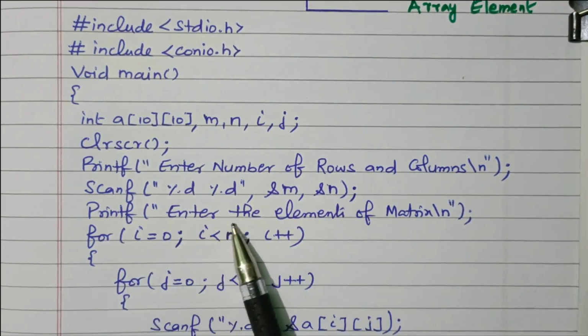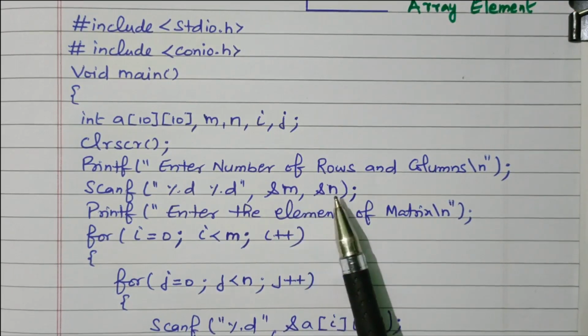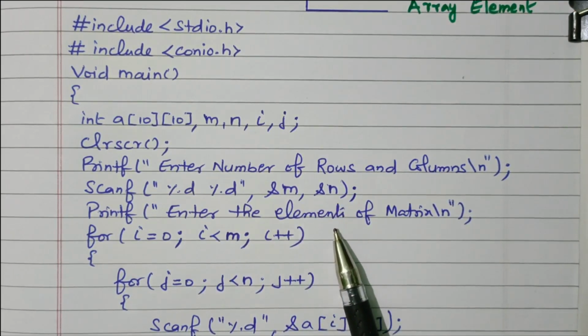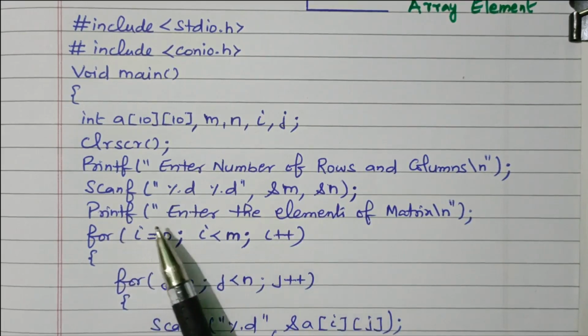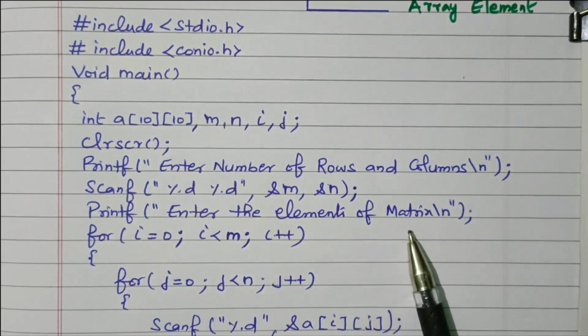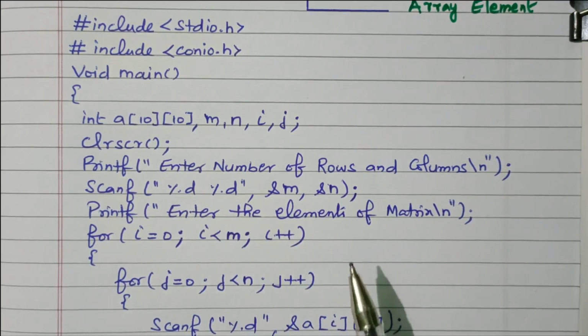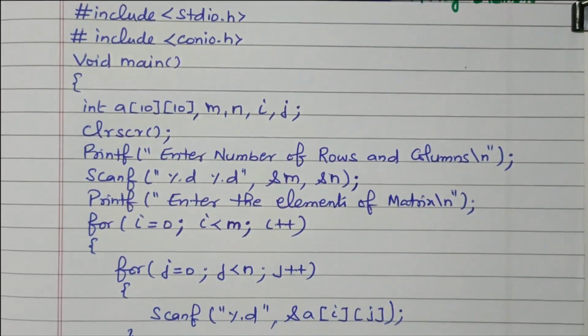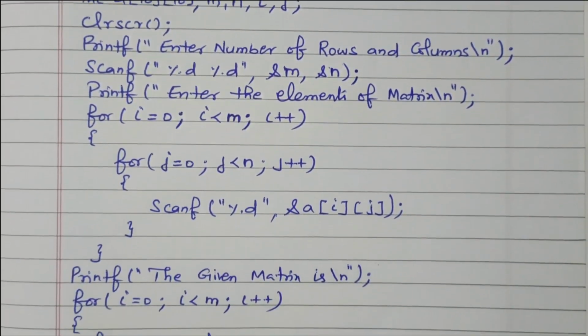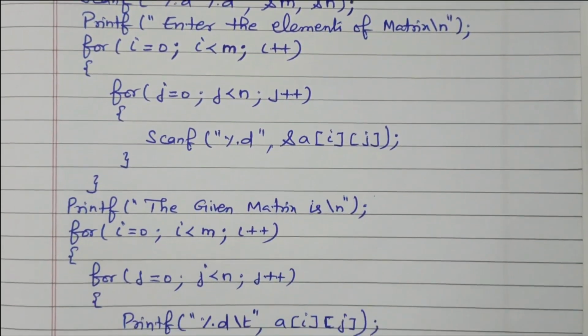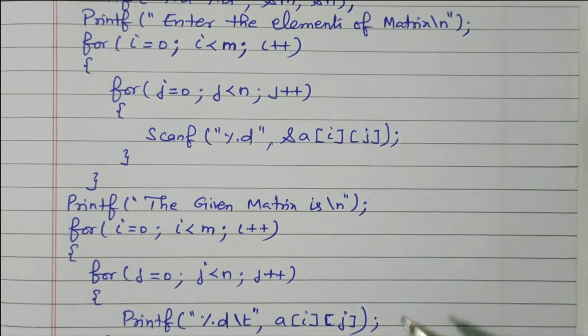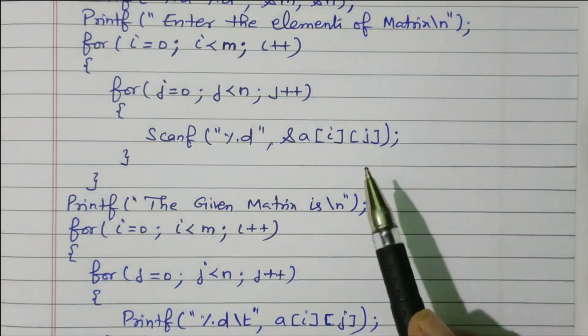Now we ask the user for the array elements. 3 into 3, 9 elements we need to get from the user. Printf: enter the elements of matrix. We ask the user to enter the elements of the matrix. So the user will enter 9 elements, 3 cross 3. How are those elements stored?